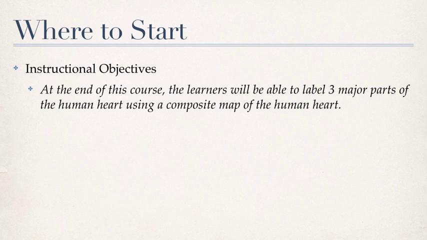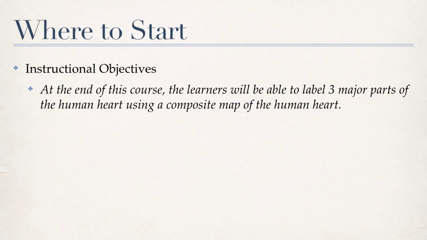So if we break down this instructional objective, we would notice that at the end of this course, the learners will be able to label 3 major parts of the human heart using a composite map of the heart. So how would you evaluate this particular instructional objective? Well, let's think about it. Let's pretend for a minute that we're in medical school and we are specializing in cardiology, and our instructor gives us a test, and he asks us to label the three major parts of the human heart using a composite map. What if I only label two parts?